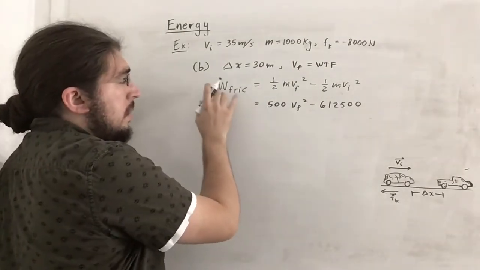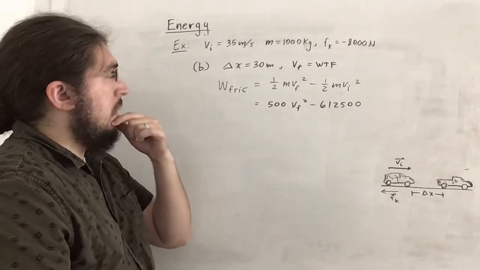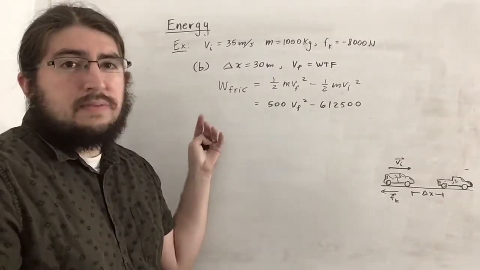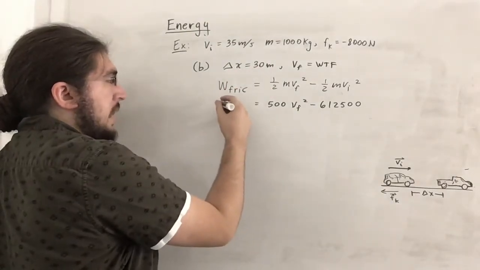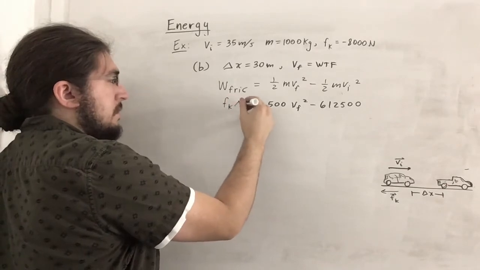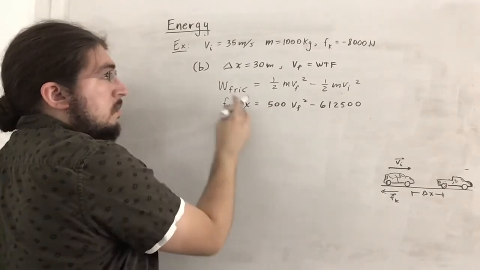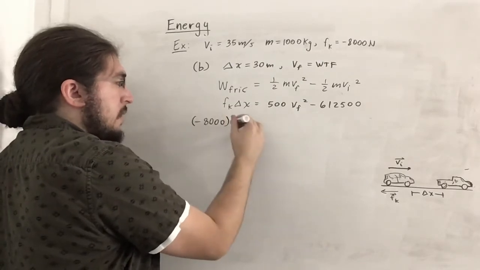And here, what is the work due to friction? We actually found that also. Well, kind of. We didn't actually find that because now we have a different delta x. So this is just Fk times delta x. So work is Fk times delta x. So this is really just negative 8,000 times 30.